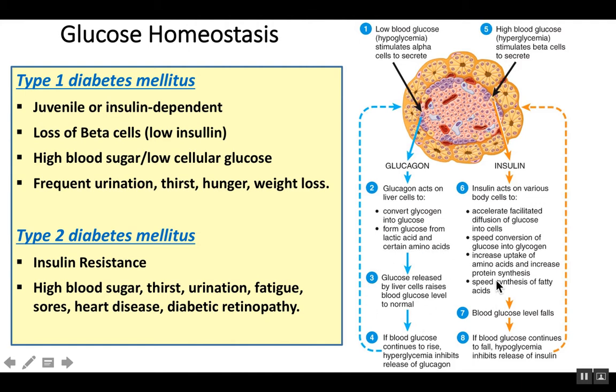On the right side of this figure, we have high blood glucose or hyperglycemia. That stimulates beta cells to produce insulin.